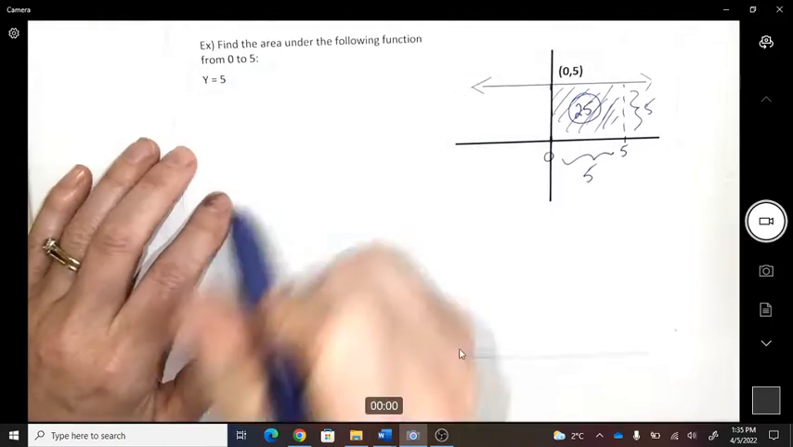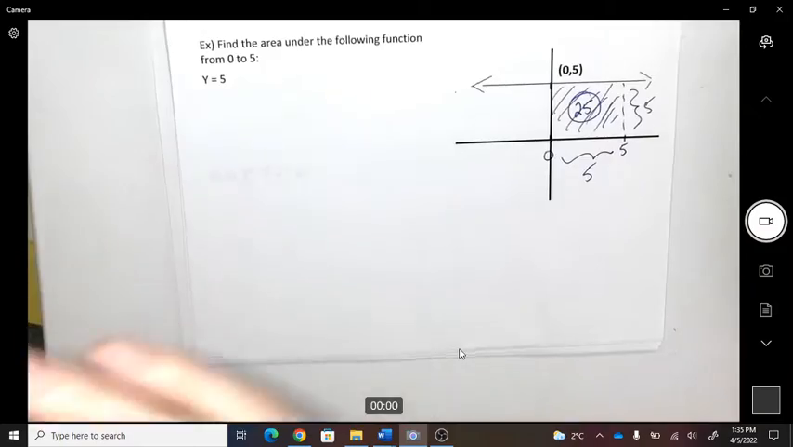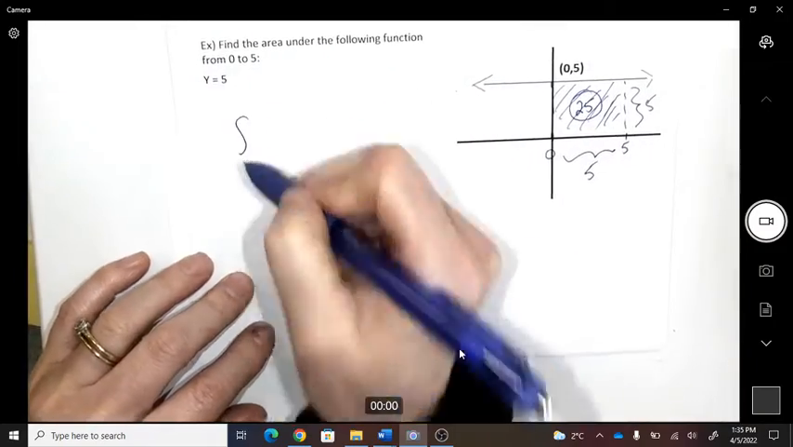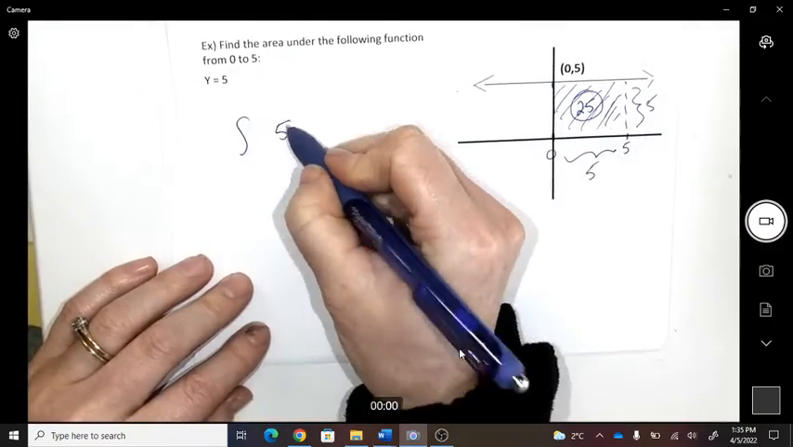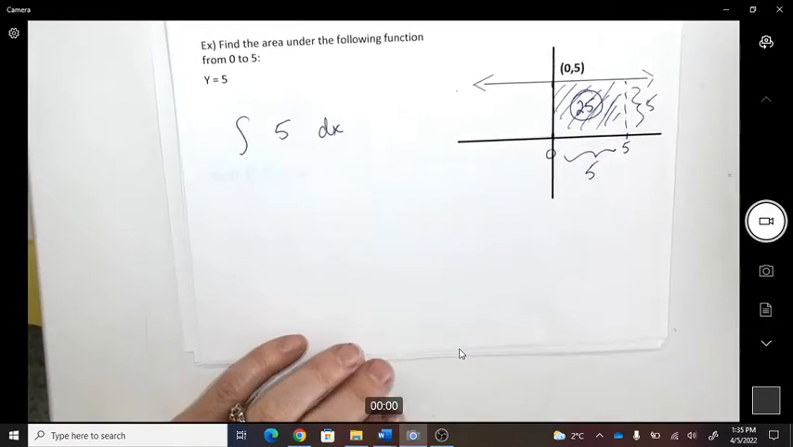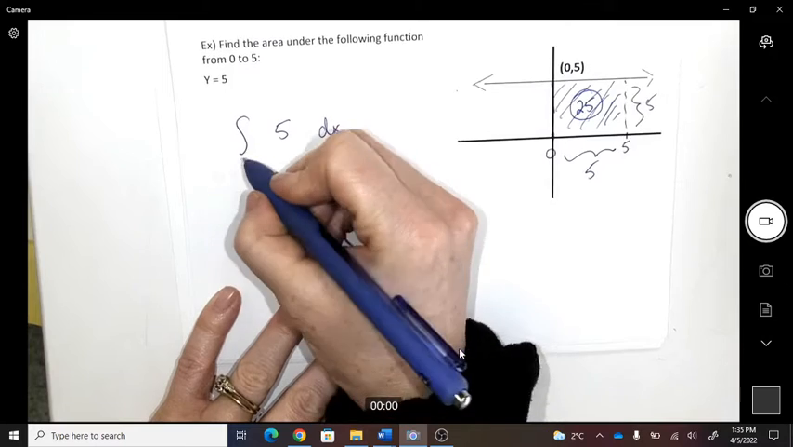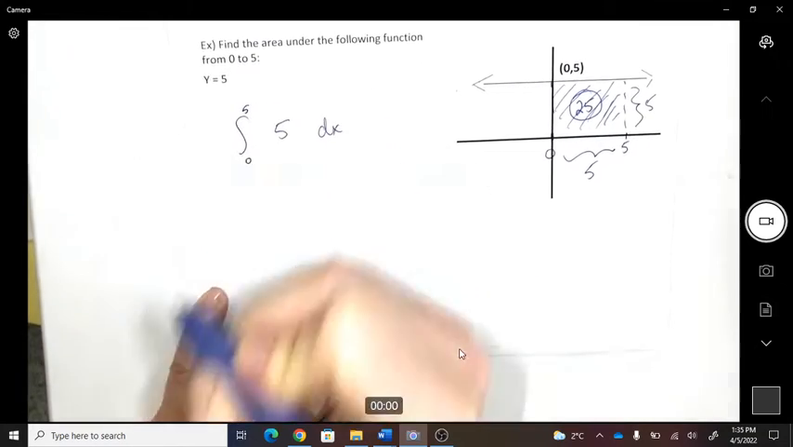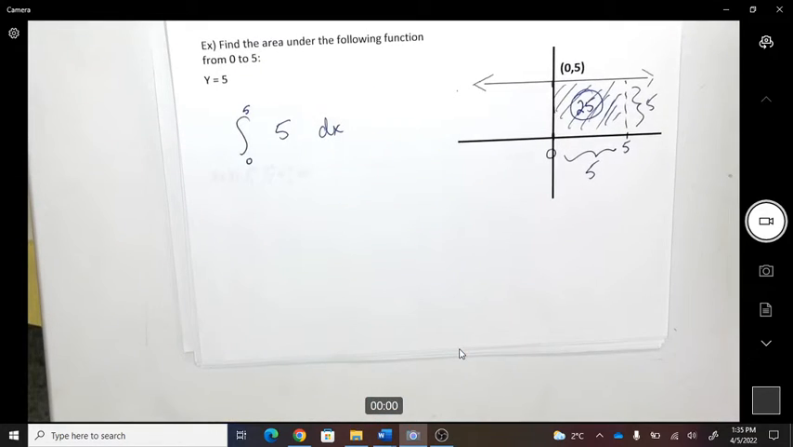Now let's do some integration. So how do you set this up? How does your format look? You're going to integrate this equation with respect to x, and you're going to go from an x value of 0 to 5. So that's how you set up what it needs to look like.